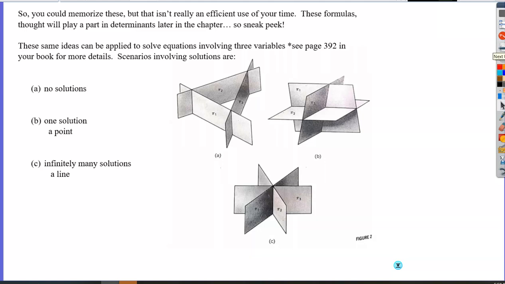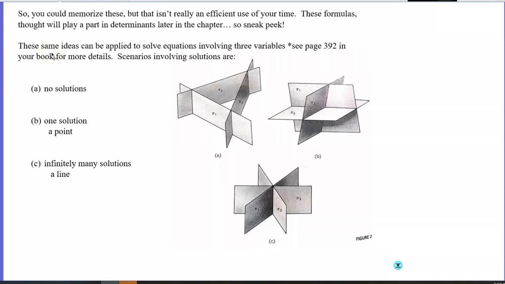Okay, so you could memorize those formulas that we have on the previous page, but that really isn't an efficient use of your time. You guys know how to solve systems as they are, so you don't need that formula to help you. But the formulas will play a part in determinants that we use later in this chapter, so it's just a little sneak peek.